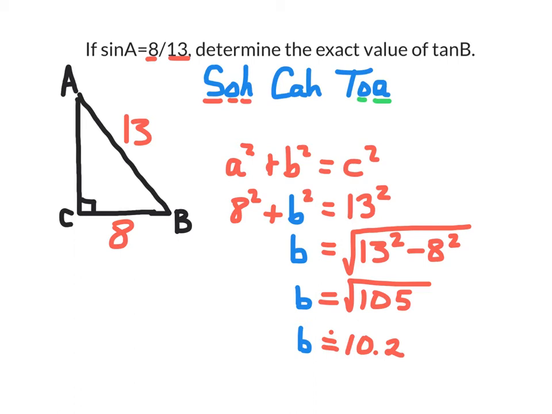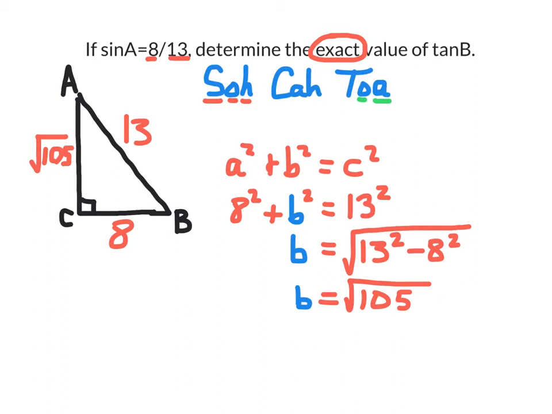But remember, the question asks for an exact value. That's this one here. So I'm going to get rid of my approximate answer and just stay with my exact answer. So I can update my diagram, and now I have all three sides.